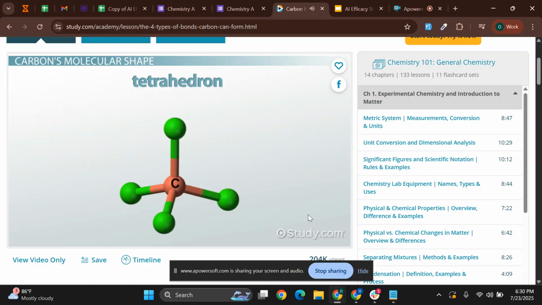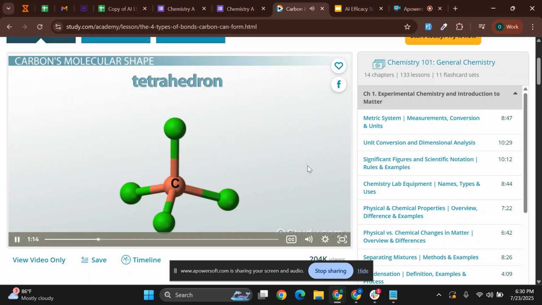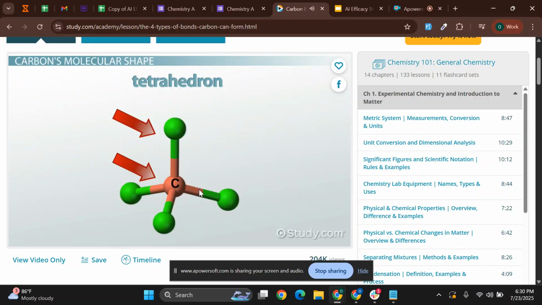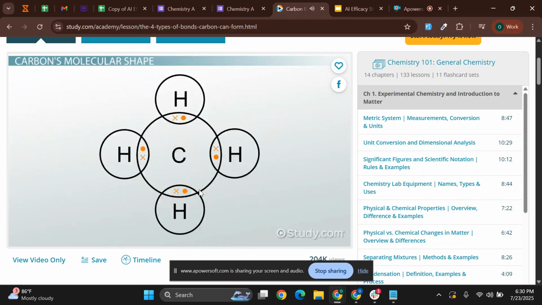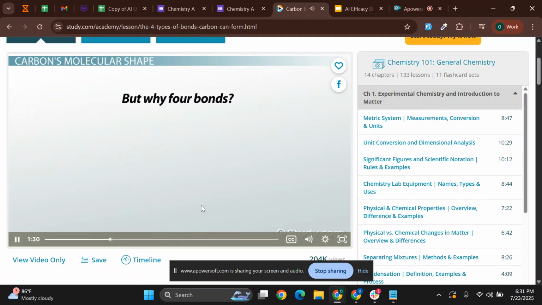As you can see, it mimics a pyramid shape, a sharp point at the top and a wide base for the bottom. This is a great way to remember the molecular shape of a tetrahedron for any given molecule. Each of those four bonds extending out from the carbon is available for other atoms to bond to. But okay, why four bonds?